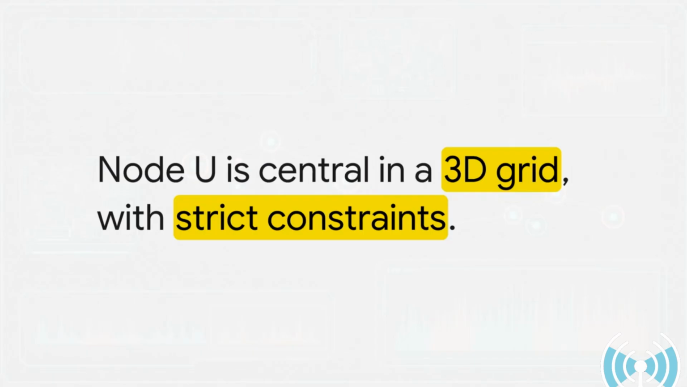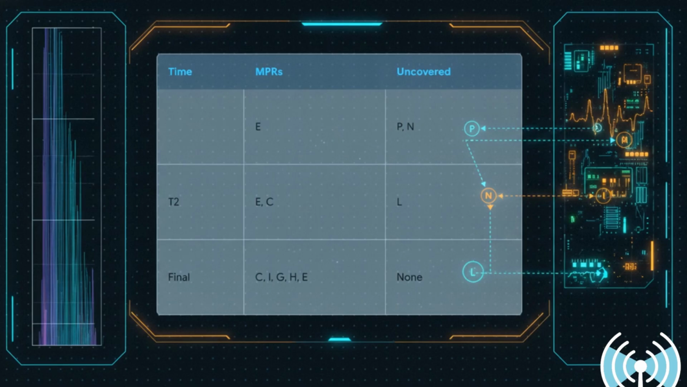To really see this in action, imagine you are node U, sitting right in the center of a NetSim 3D grid simulation. You're operating in a 1,000 meter by 500 meter space, constantly parsing live telemetry through regular hello messages. You can clearly see your immediate 1-hop neighbors like nodes B, C, D, E, F, G, H, and I. And you can also see those 2-hop neighbors sitting just beyond them. Now you have to figure out exactly who your MPRs need to be to establish full 100% connectivity without flooding the zone.